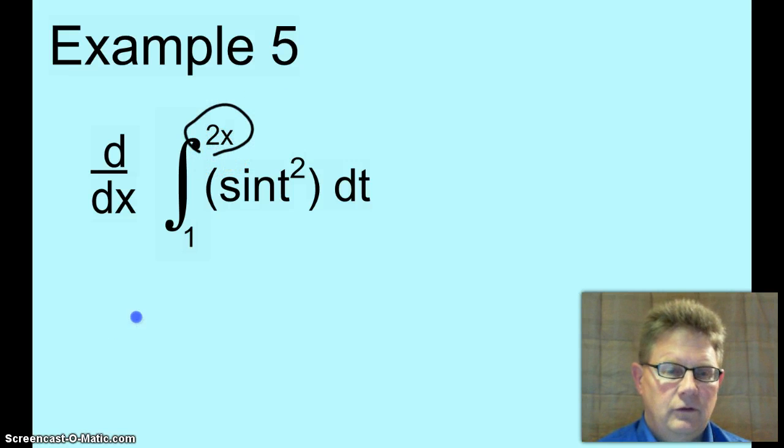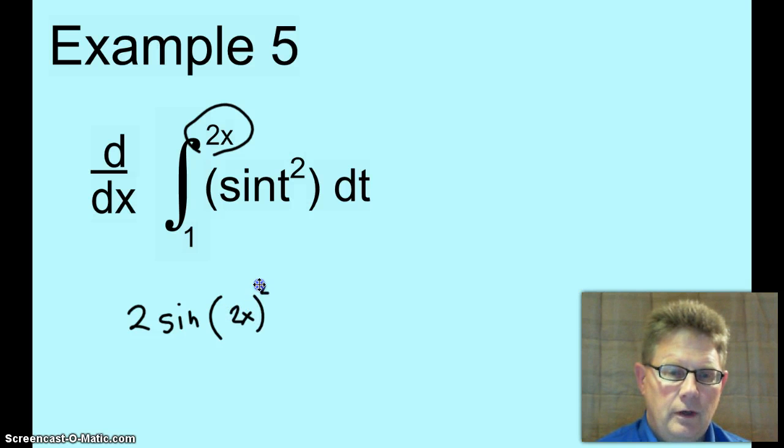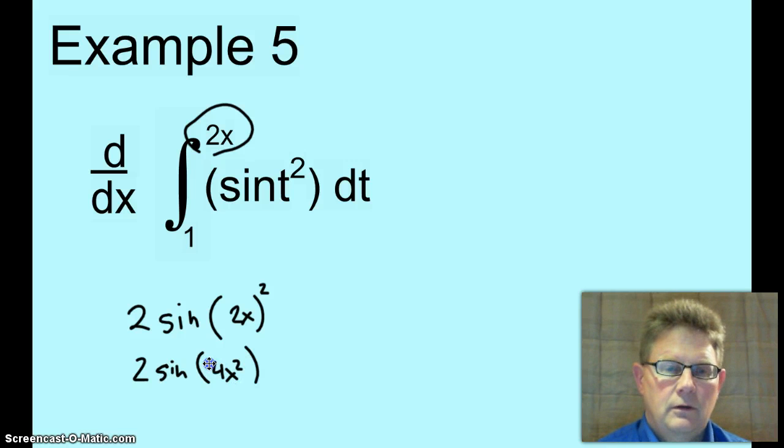Derivative of 2x is 2. Okay. Sine of 2x quantity squared. So 2 sine of 4x squared. Not bad, eh? Let's go ahead and move along.